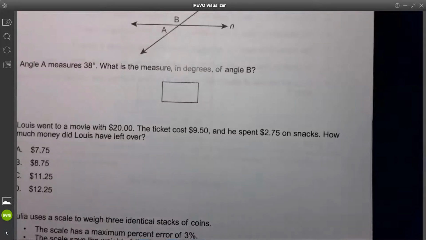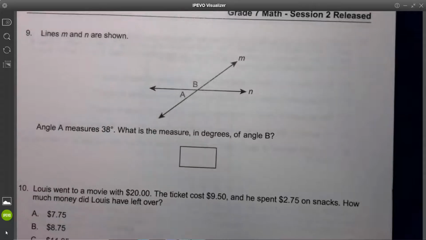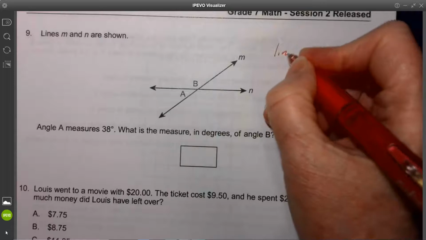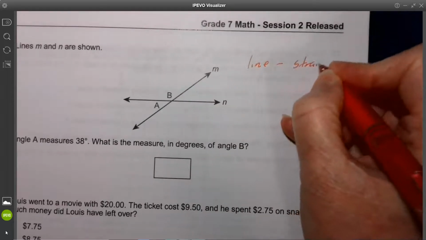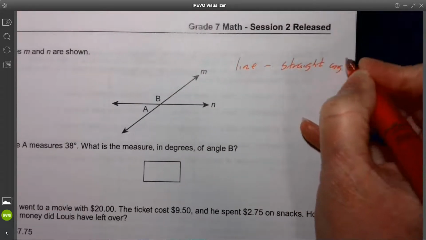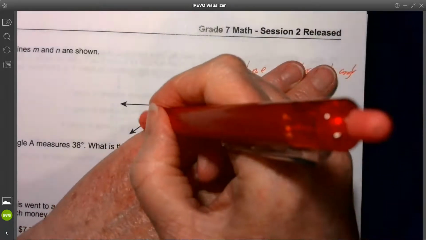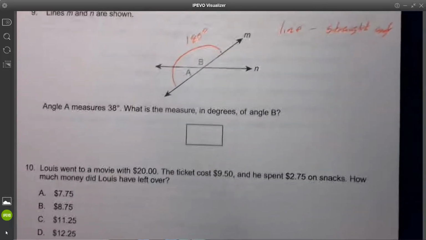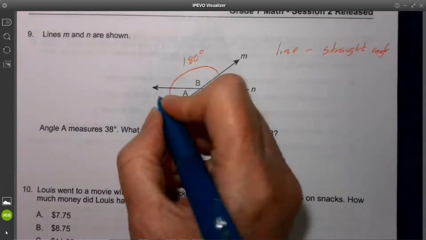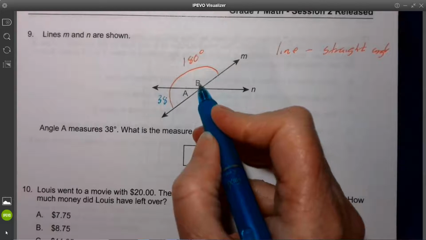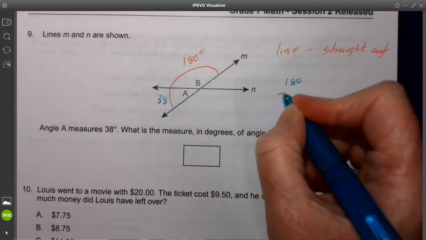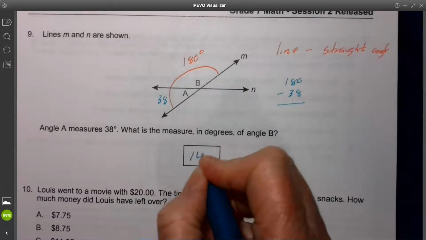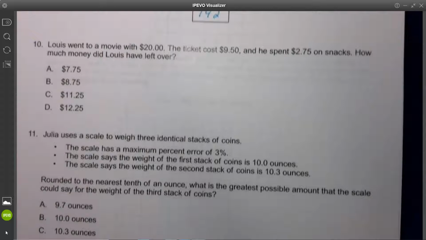Number 9, look at that one. Pause it if you want to. What you're using here is we have a line, these two angles. And a line is also called a straight angle. A straight angle. Well, look at that. How many degrees does it go from here to there? Right, that's 180. So 180 degrees is what that straight angle is equal to. So if A is 38, how am I going to find B? That's right. You're going to take 180 minus 38. And that's where we get 142.